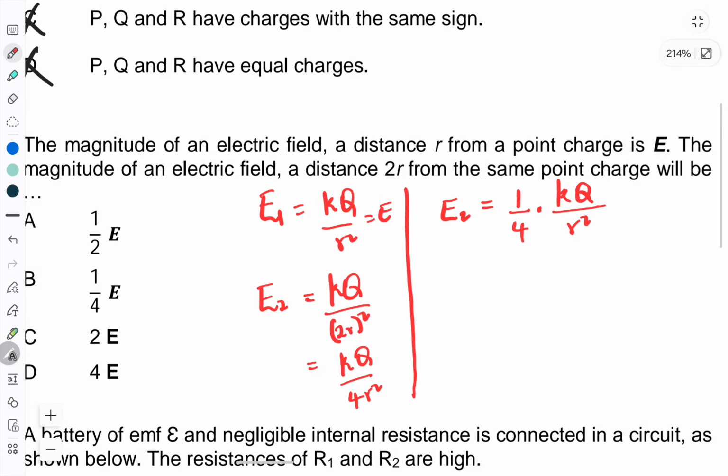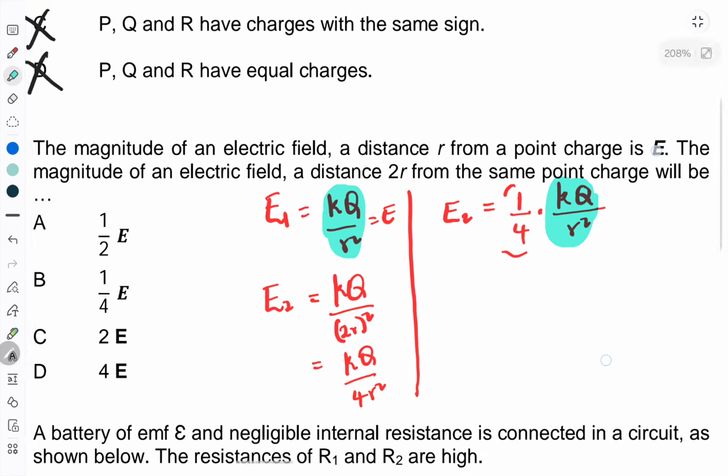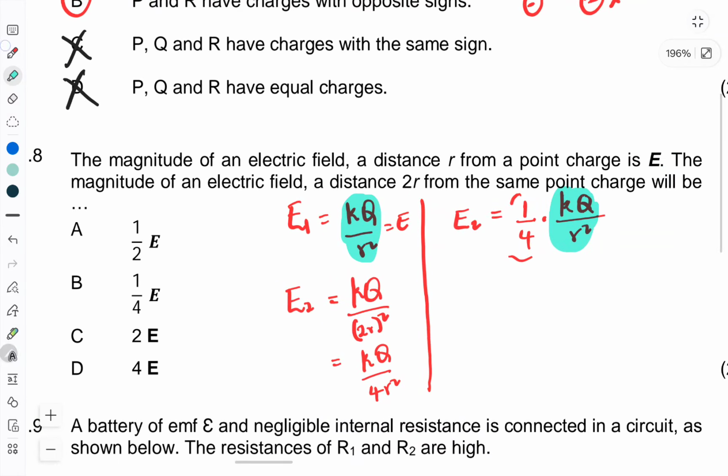So this is my E2, right? If you check, E2 is equal to 1 over 4 times kq over r squared. And we can see that this kq over r squared is the same as this. It's basically the formula for finding the magnitude of the electric field. So we can go here and say, well, 1 over 4 times E, right? Because that's literally 1 over 4 times E. So our correct answer would be this one.